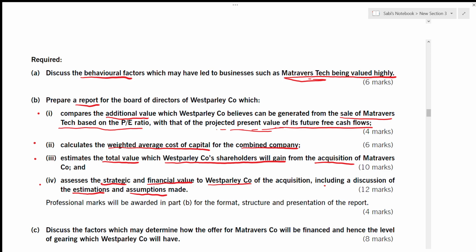Your report should start with the additional value first, then second you have to calculate the WACC, third you have to give the total value, and the last, the strategic and the financial value, right?